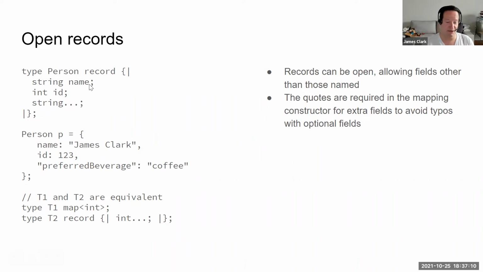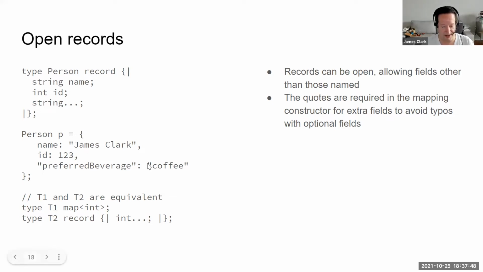So we also have, just as with tuples, a way where you can extend it. We also have that with records. So you can have a record where you have a name field that is a string, an int ID field, and any other kind of fields you want, but they've got to be of type string. So an example would be here, we have another field, preferred beverage, with value coffee, and that's okay because I've said it's allowed there.